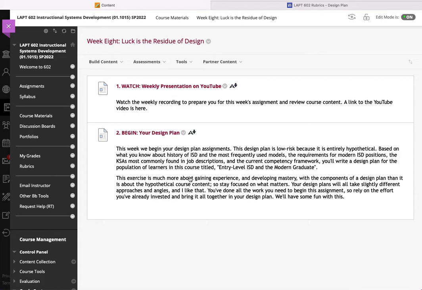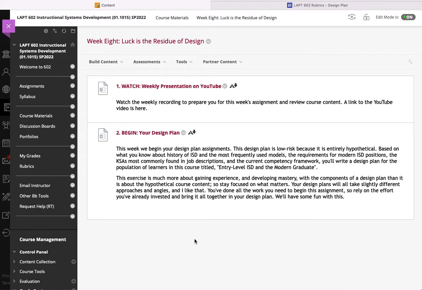You will actually write a design plan for the population of learners in this course. And you know who they are because you did a learner analysis and posted it about 2 weeks ago. So you will be writing a design plan for a course called Entry-Level ISD and the Modern Graduate. Okay, that's the hypothetical course that we are designing, and we are all designing the same hypothetical course for the same population of learners, this group right here. So something to keep in mind.